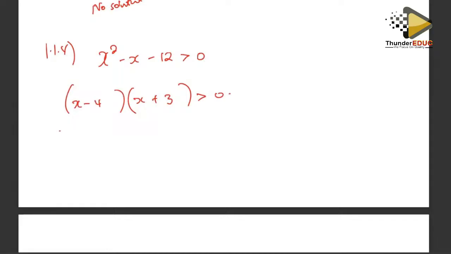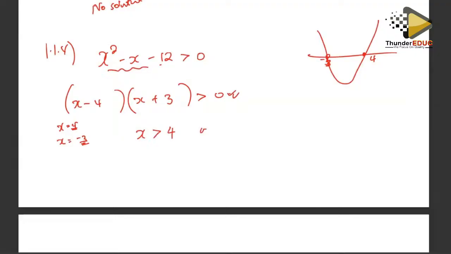So we know that x is going to be a 4, and then x is going to be a negative 3. But now remember, this is a parabola. Which parabola is having a smile? So these values are roots, which means you have a -3 and then you have a +4. We are asking for values where the graph is greater than 0, meaning that x needs to be greater than 4 or x needs to be less than -3.